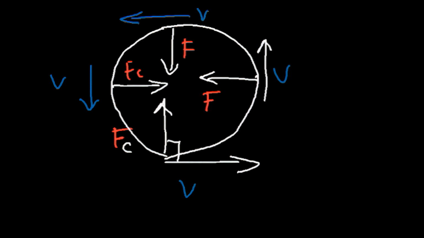Now there are many things that can provide the centripetal force. The centripetal force is caused by something else. For example, let's say you have a rope and a ball attached to the end of the rope, and you swing it in a horizontal circle. What provides the centripetal force on the ball? In this case, the centripetal force is provided by tension. Tension is the force that acts through a rope. And so tension is the force that keeps the ball moving in a circle.